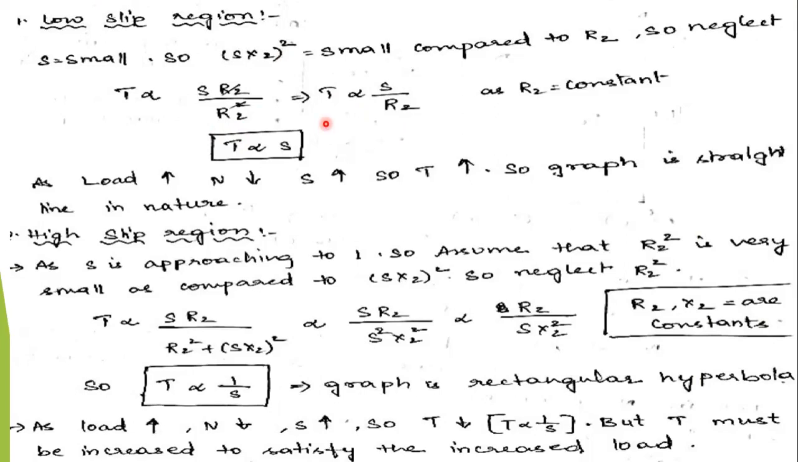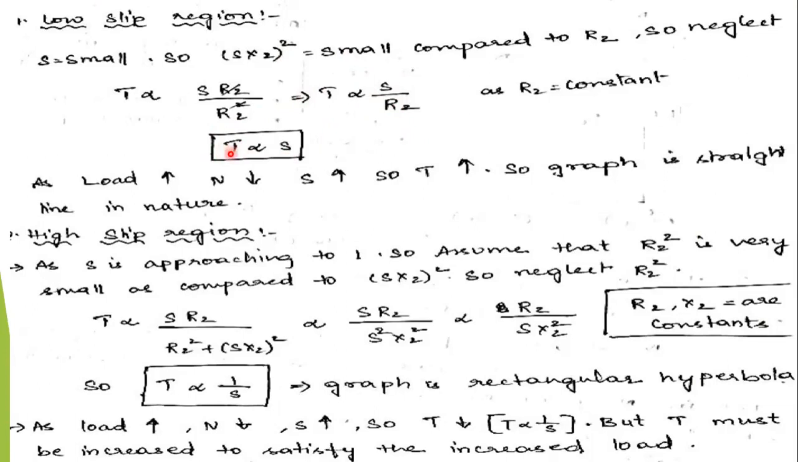From this equation, I can observe that T is directly proportional to the numerator term S, because R2, the rotor resistance, is constant. I can eliminate this resistance, and the final term is T directly proportional to slip. T directly proportional to slip means if the slip increases, torque increases, and if the slip decreases, torque decreases.